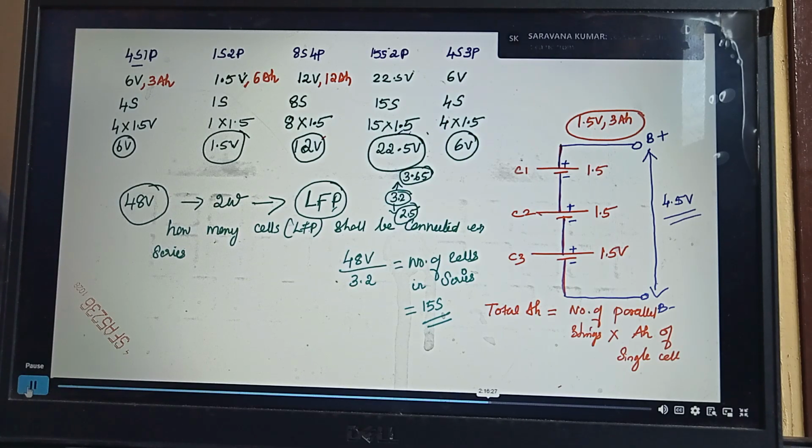Point to where it came from, you can see here LFP. LFP means what? LFP 3.2. LFP 3.2 is the nominal voltage of an LFP cell. So we normally don't give 3.2, we will give only LFP.